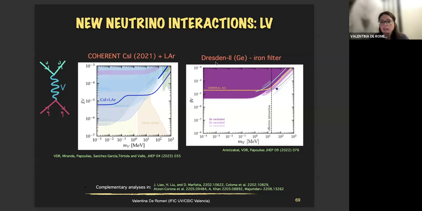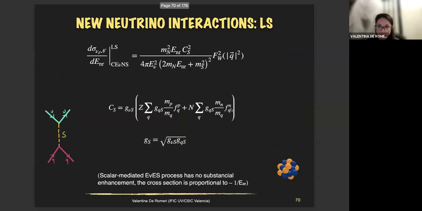In particular, experiments using reactor neutrinos are more sensitive to these spectral distortions, as I said, at low energies, and therefore allow us to set stronger bounds at small mediator masses.